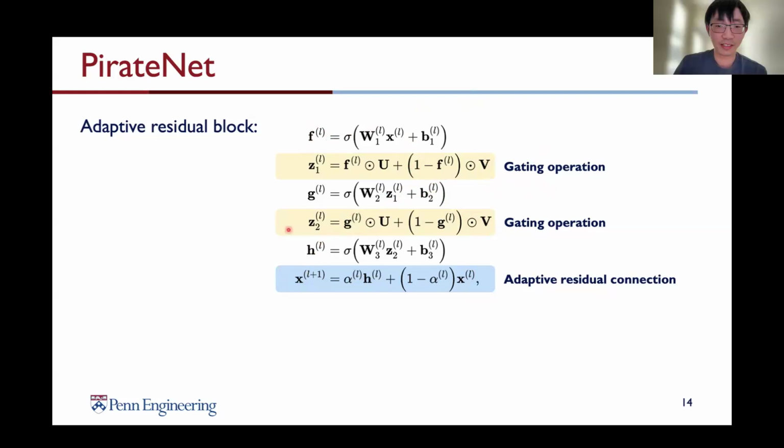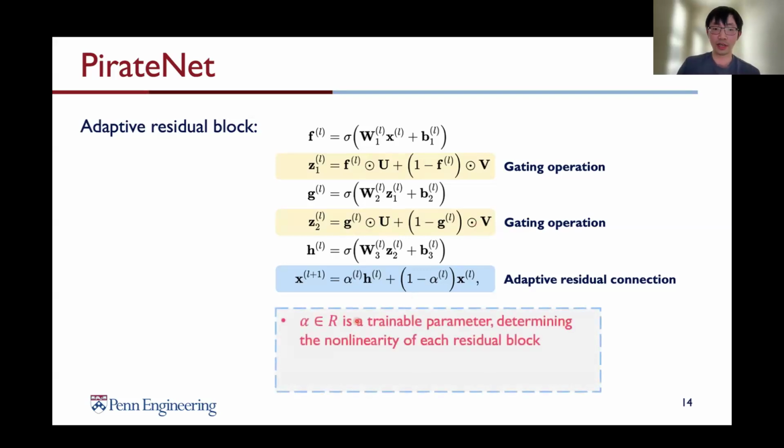So essentially, this adaptive residual block just consists of three dense layers plus two gating operations plus one adaptive residual connection. The key observation is as follows. Here we make this alpha_L a scalar and a trainable parameter. Actually, this alpha will determine the nonlinearity of each residual block.